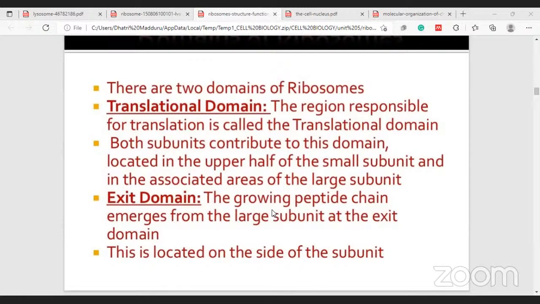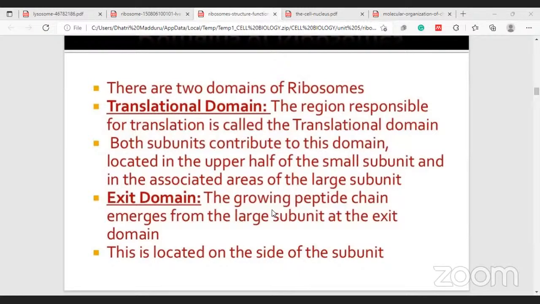So prokaryotes have 70S ribosomes, that is a 30S smaller subunit and a 50S larger subunit, and eukaryotes have 80S ribosomes, in which the 60S is the larger subunit and the 40S is the smaller subunit. And the exit domain is where the growing peptide chain emerges from the large subunit.